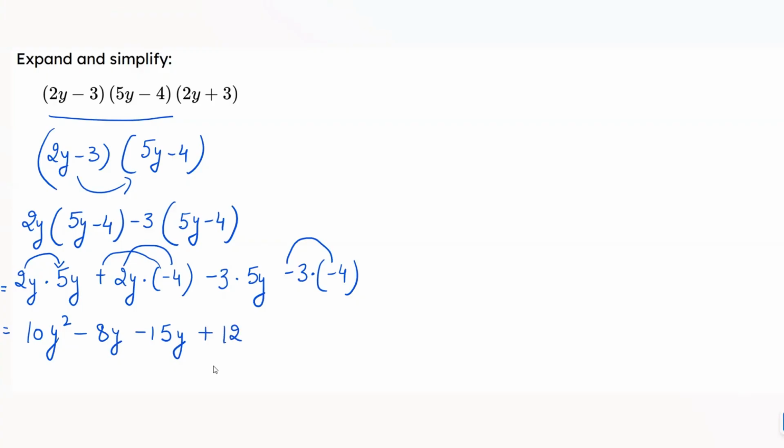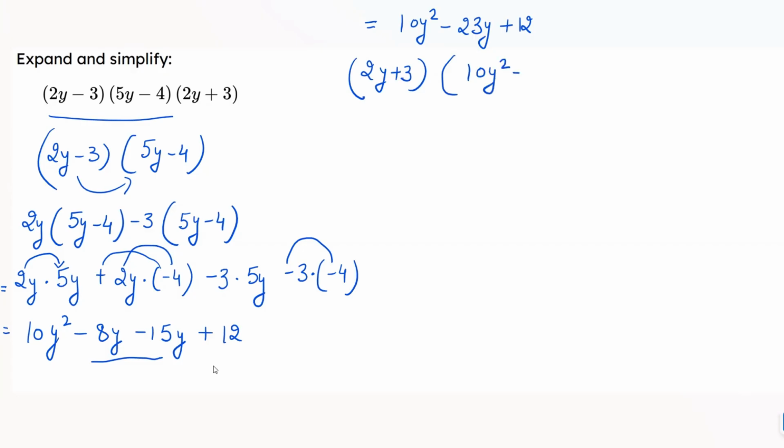Now we will solve the like terms. We'll write down here equals to 10y square. Now minus 8y and minus 15y, they are the like terms. And when we solve them, we'll get minus 23y plus 12. Now since we have already solved the first two brackets, we'll write down (2y + 3) first, and then we'll write down the answer which we got after simplifying the first two brackets, because that is the easiest way to solve it further. Now we'll open the bracket here.